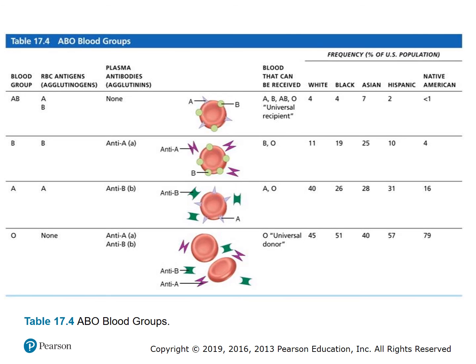And O people don't have either one of those antigens on the surface of the blood cells, but they have both antibodies, anti-A and anti-B. And the O is the universal donor. So this blood type is the universal donor, and they're predominant in our population.